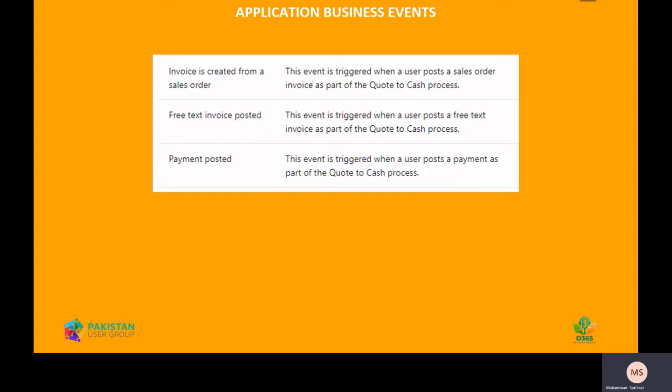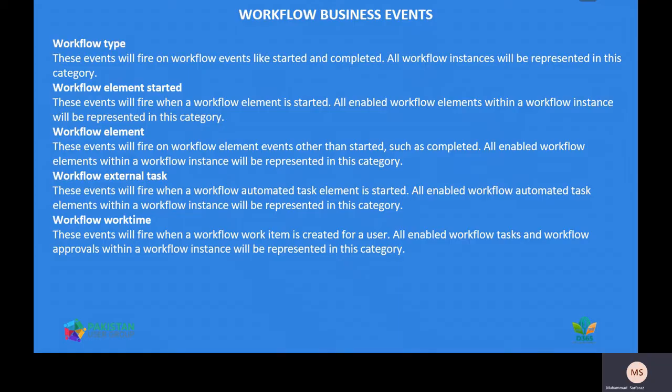So application business events are those which are part of any particular business process. You can find the full list on the documentation page, and you can also find it in the business event catalog form. The other type of events that are available is workflow-based business events. These are quite a few. These events will get fired based on how you progress with your workflow.